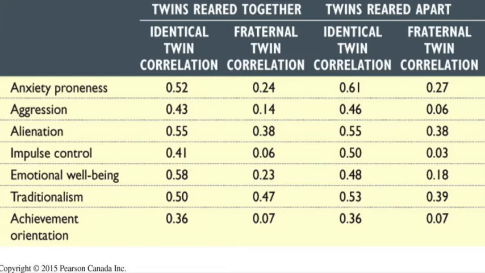And I want you to take a minute to look at these numbers. So the higher the number, that indicates a greater relationship between how closely each of the twins share that particular personality trait. So the greater the number, the greater the closeness in personality traits. Okay, so this is twins reared together, and this is identical twins versus fraternal twins, and this is twins reared apart, identical twins versus fraternal twins. So take a minute to kind of study this table.